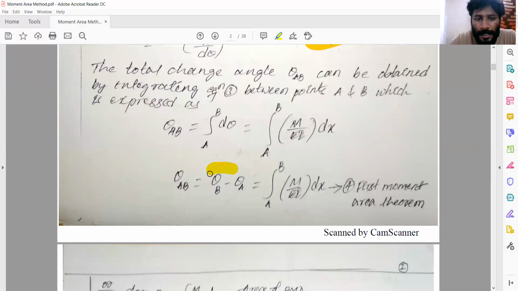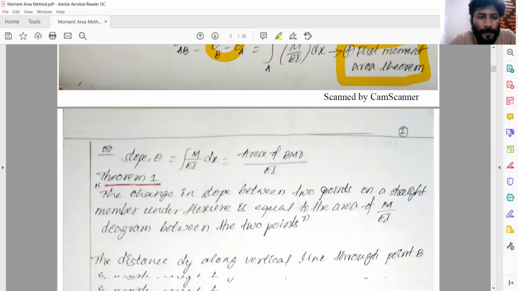It means change in slope between 2 points. That's equal to the integration from A to B of M by EI into dx. So this is called the first moment area theorem. In general, we can write slope theta is equal to the integration of M by EI into dx. That can also be written as area of BMD divided by EI. So EI is as usual, and the integration of M is the area of BMD.